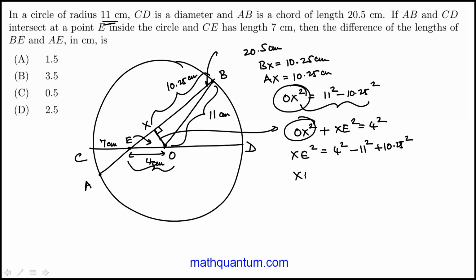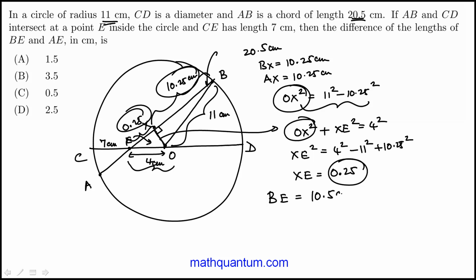If you compute the XE from this, it turns out nicely and comes out to exactly 0.25. So that piece is 0.25. That means BE, which would be to the center, that's 10.25 centimeters, half of the chord length, plus 0.25, that's 10.5 centimeters. And AE would be 10.25 centimeters minus 0.25 centimeters.